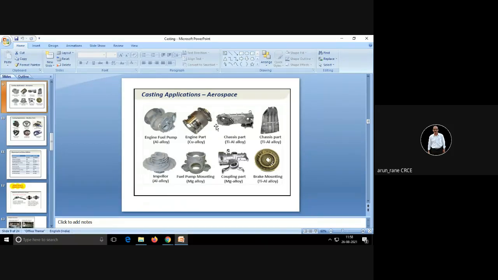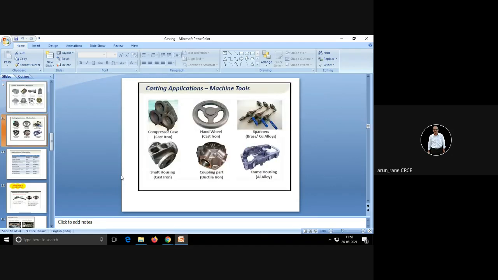Then this is the engine part, this is the chassis part. In the chassis part, see here, titanium aluminum alloy is cast. Ti aluminum alloy is what it is called. Impeller is a part of the fan, then fuel pump, coupling part, then brake mounting. These are all testing applications.